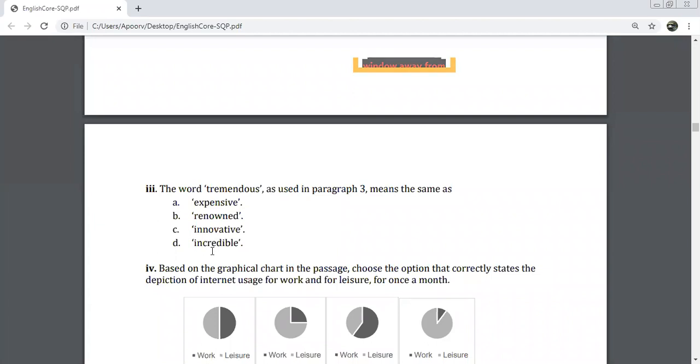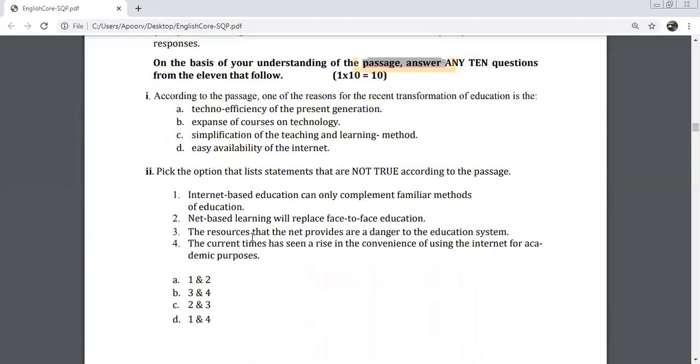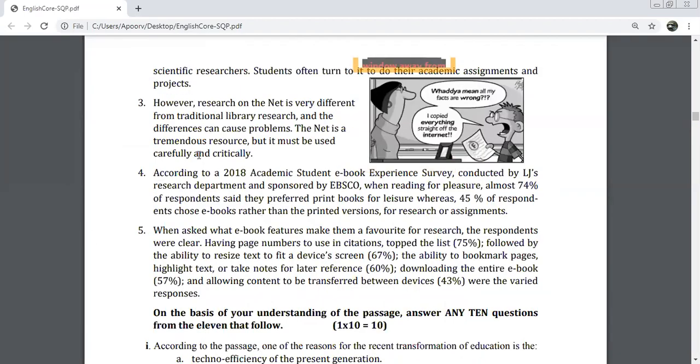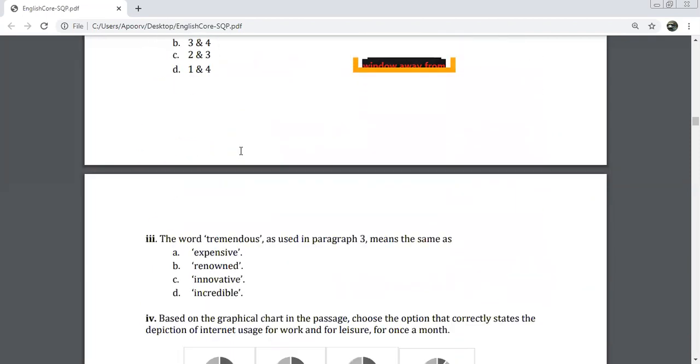Now, can we have this as the answer? The word tremendous in this paragraph: expensive, renowned, innovative, incredible. I'm again going back. It seems to be easy. It is not easy. The net is a tremendous resource, but it must be used carefully and critically. They're talking about problems over here in the first sentence, and they're saying that you should be careful. It is a tremendous resource, carefully and critically. I'm sure it's not expensive. Expensive is the correct answer? I'm sure nobody would agree with this, no? Nobody feels it is expensive.